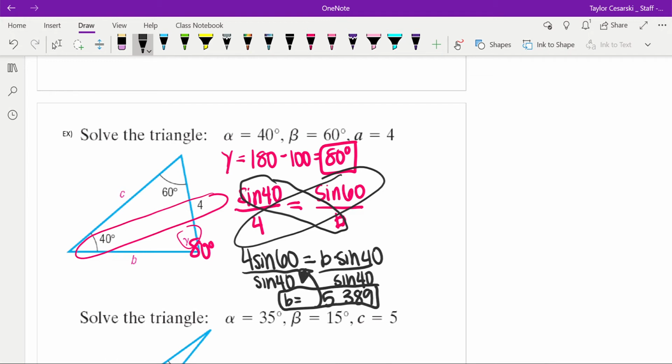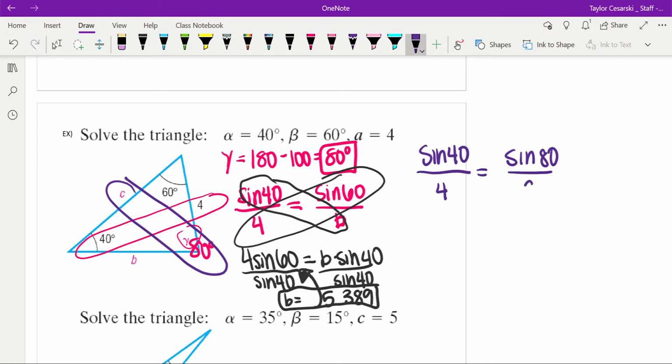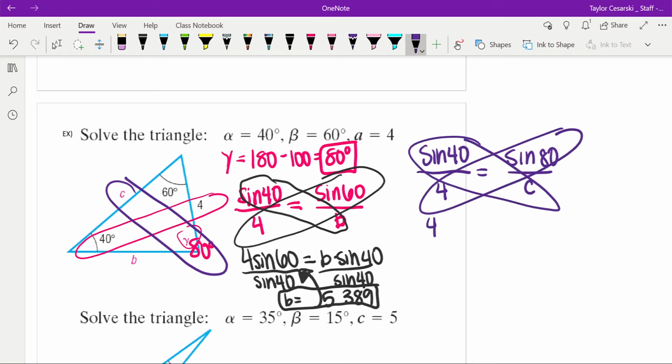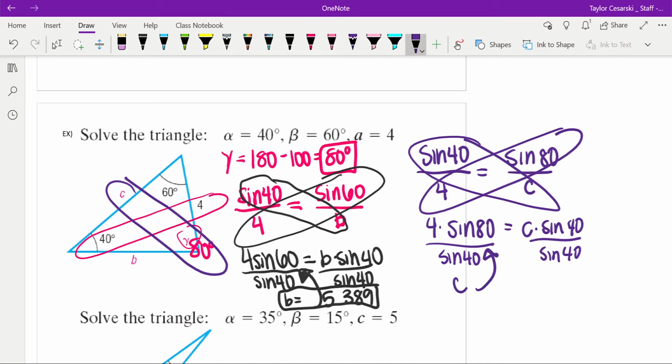Okay, then all we're going to do is repeat the same exact process, but we're going to do it with 80 degrees and C. So sine of 40 over 4 equals sine of 80 over C. Cross multiply. So 4 times sine of 80 equals c times sine of 40. Divide both sides by sine of 40, and c is going to equal this whole thing typed in your calculator.